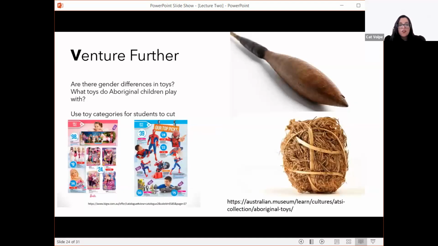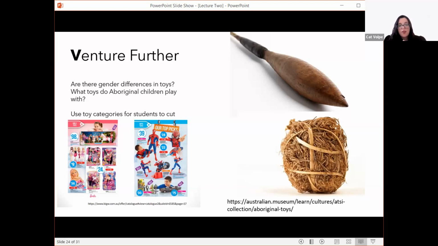So the venture further stage is where students are taking the question a step further and thinking about something else along the same lines as the original question. So there might be, are there gender differences in toys? It seems to be that way when we look at the different catalogs. It seems that things are put into girls and boys sort of things, but students might discover that it's not necessarily the case. Some girls may be interested in the toys that are in the boys section and vice versa.